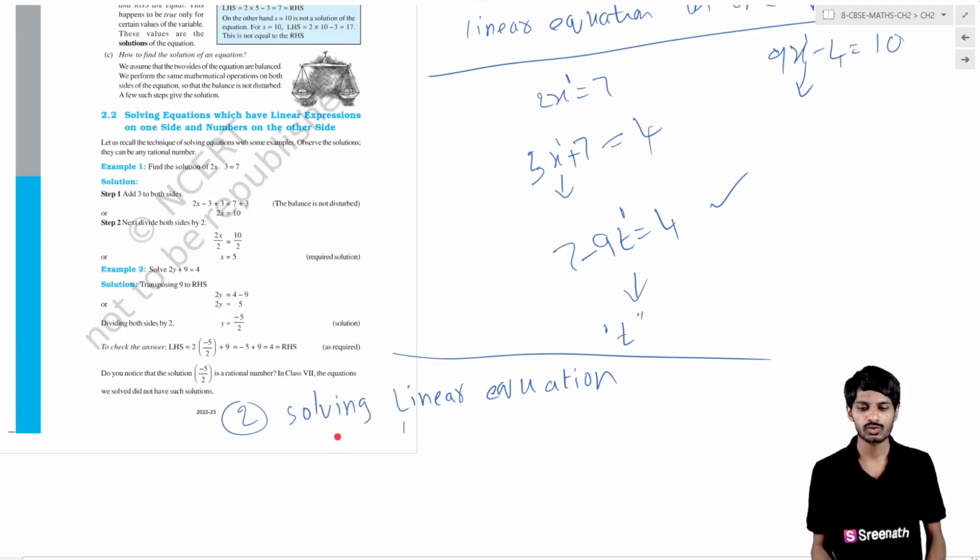So how to solve linear equations? Basically, let us take an example. What is the linear equation? That is 2x minus 3 equal to 7.